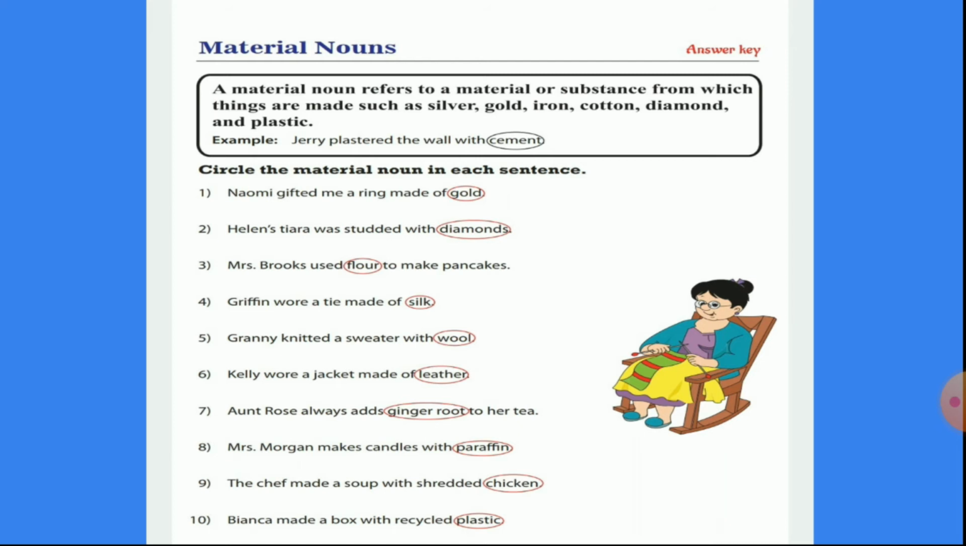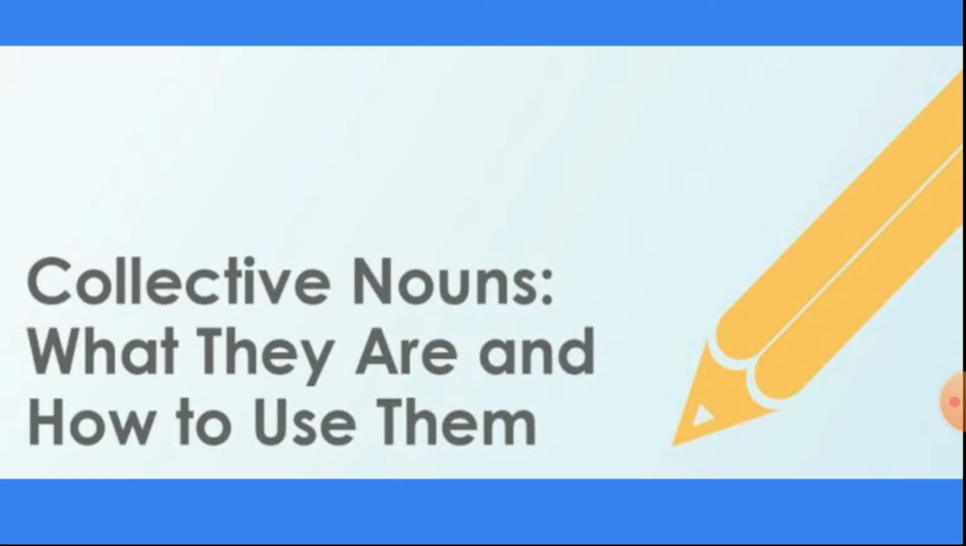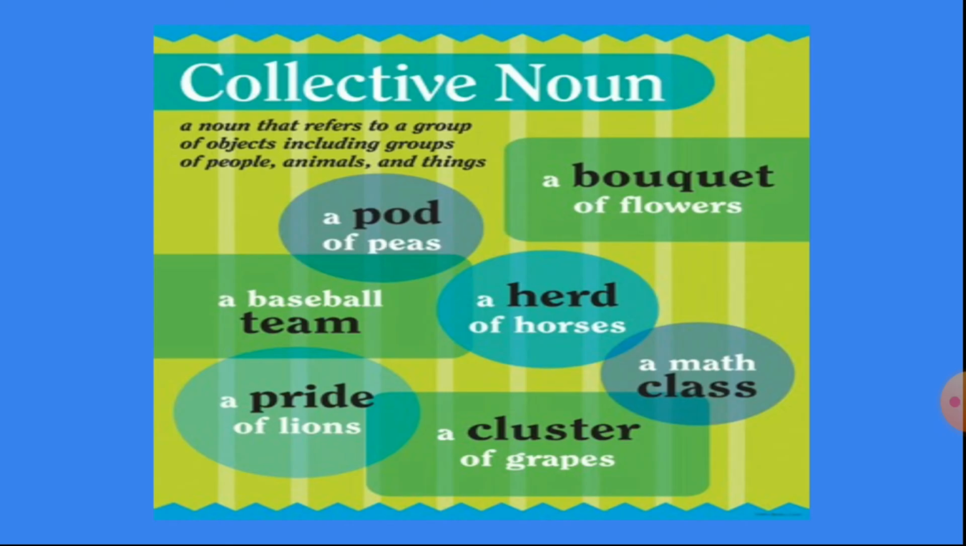Let us see the next type of noun. That is collective noun. Let us see what collective nouns are. Collective noun is a noun that refers to a group of objects, including groups of people, animals, and things. Okay, here some examples are given. Let us go through them.